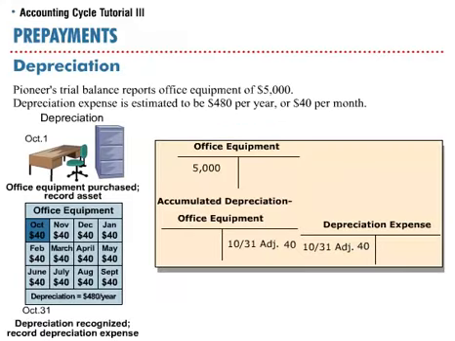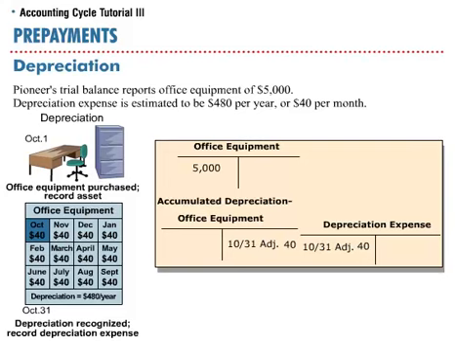Many of the company's assets will be useful for multiple years. The matching principle requires that a portion of the cost of a long-lived asset should be reported as an expense during each period of the asset's useful life. Depreciation is the process of allocating the cost of an asset to expense over its useful life in a rational and systematic manner.